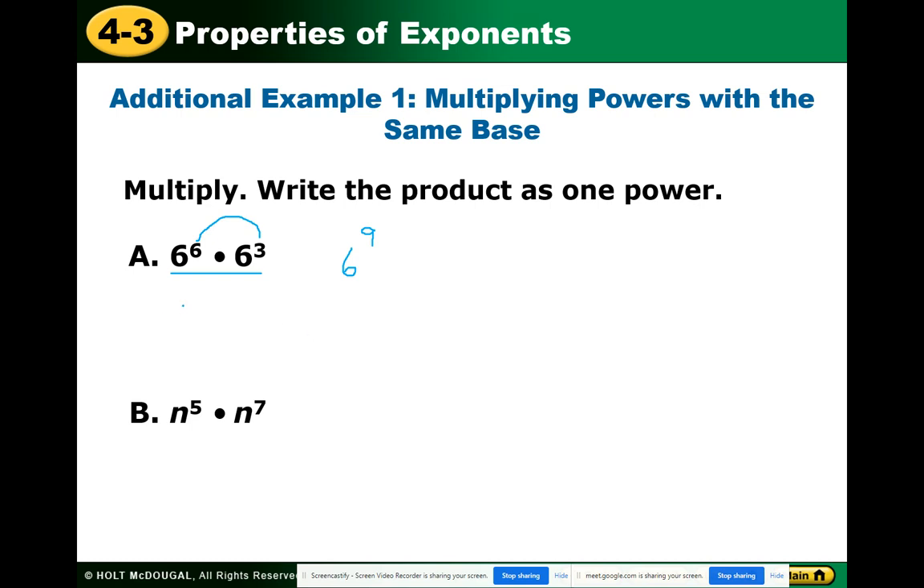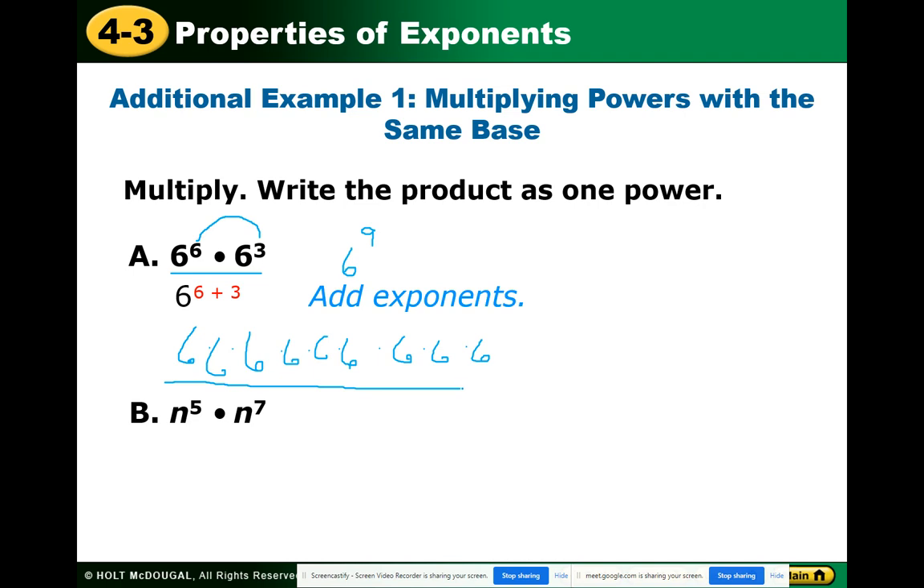If I write this one out, wouldn't that be 6 times 6 times 6 times 6 times 6 times 6? And if I write the 6 to the third out, wouldn't that be another 6, 6, 6? How many sixes did I end up with, Trenton, when I wrote this all the way out? 9. Do you see why we get the 9 now? So if we're multiplying things with the same base, we can just add their exponents, and that's a lot quicker.